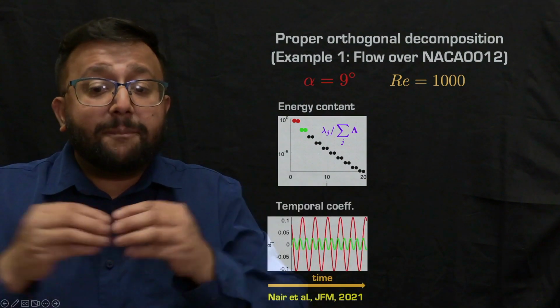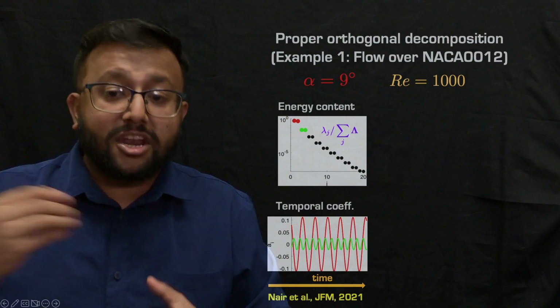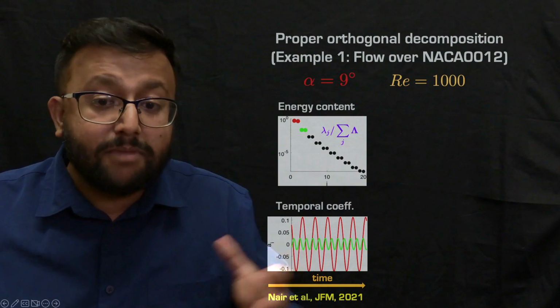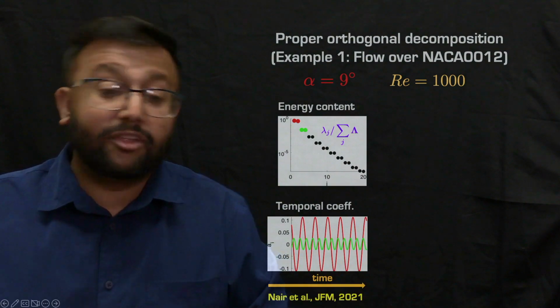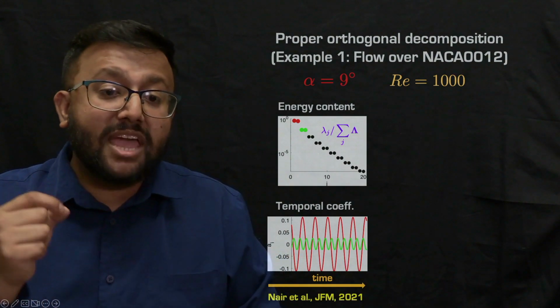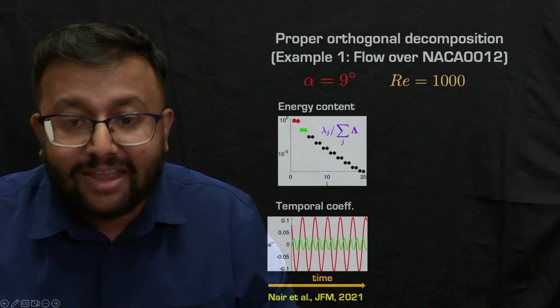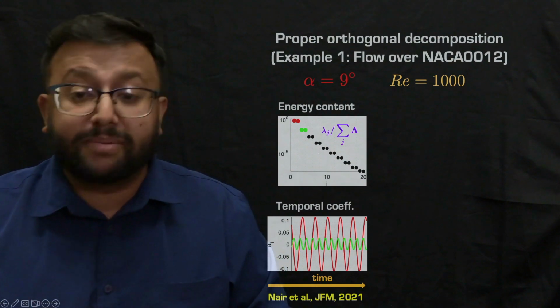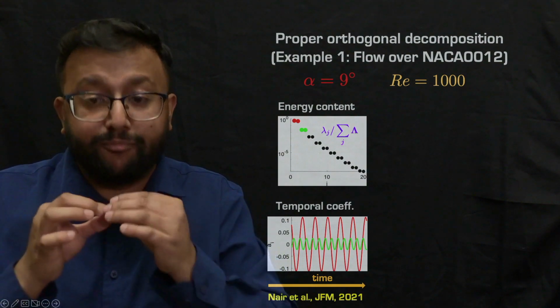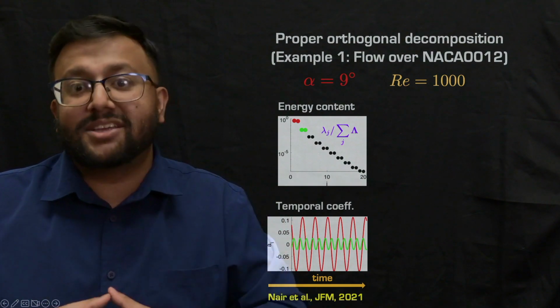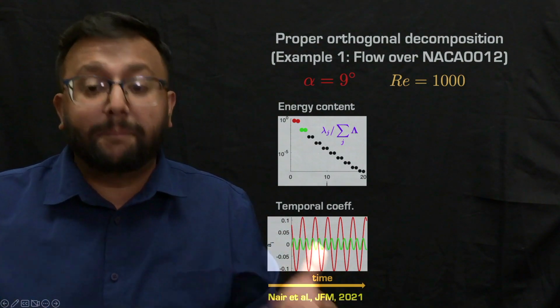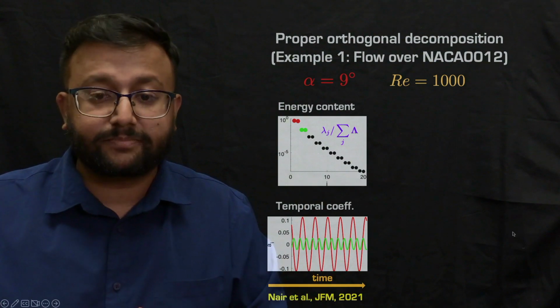Now, looking at the temporal coefficients corresponding to these dominant modes, they show some periodic oscillations with time. The temporal coefficient associated with mode 1 in red has a higher amplitude compared to that of mode 3 in green. This makes sense as mode 1 has higher energy content compared to mode 3.